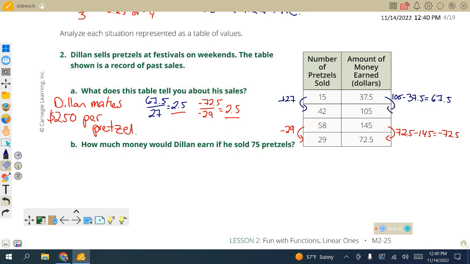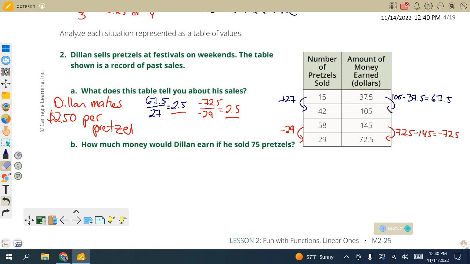So this is what actually happens in the real world. You're not going to see these nice numbers that give you easy to calculate slopes. You're going to get a jumble mix. Some days you're selling really well. Some days it's cold outside and nobody's coming out, so you're not going to sell as well. But if we took this as a whole and plotted it out, we would see this trend of him making $2.50 per pretzel.